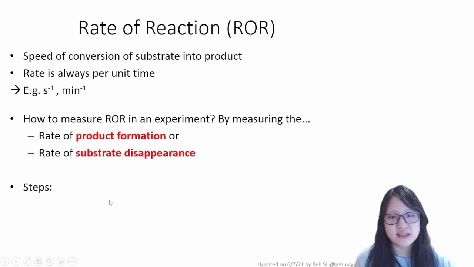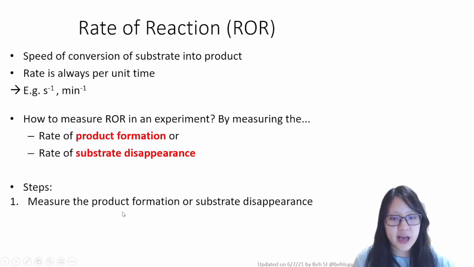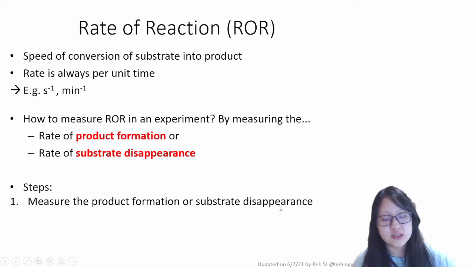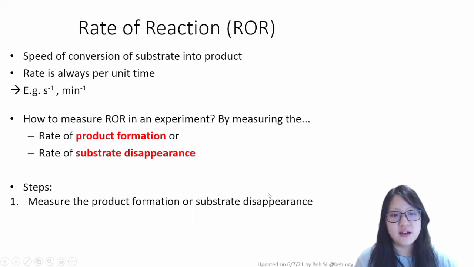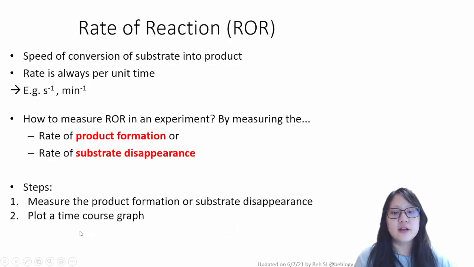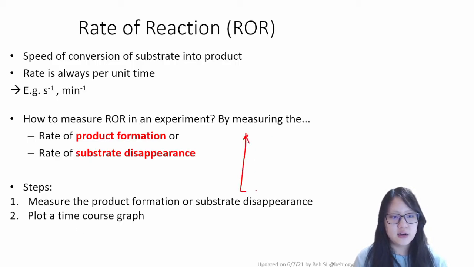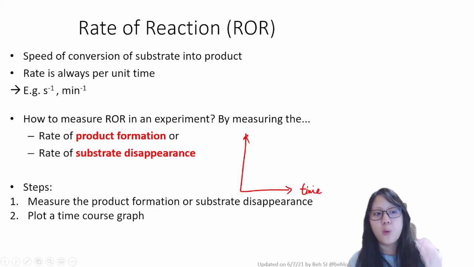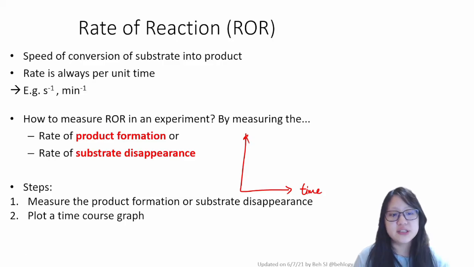So what are the steps to get the rate of reaction exactly? To get the rate, we need to, number one, measure product formation or substrate disappearance in some form or way, whether it's concentration, volume, and so forth. So measure that, and we plot a time course graph. The time course graph is basically a graph where the x-axis is time. So we are charting what happens to the reaction over time. Now the y-axis here could be product concentration. Okay, the square brackets mean concentration.